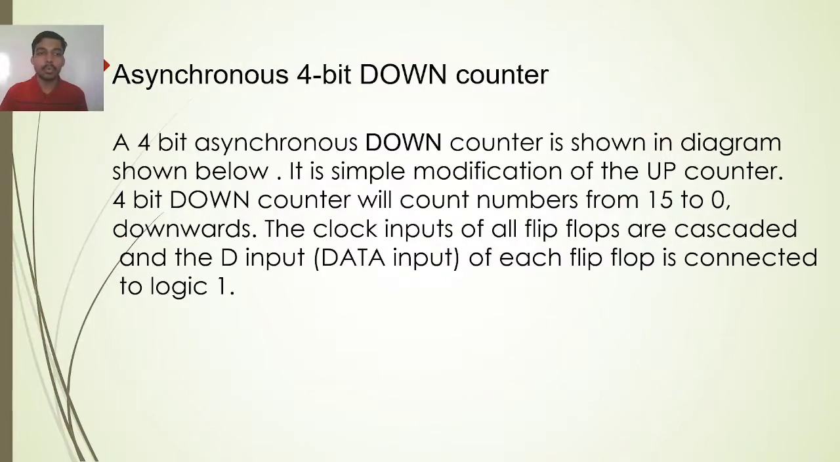Asynchronous 4-bit down counter. A 4-bit asynchronous down counter is a simple modification of the up counter. A 4-bit down counter will count numbers from 15 to 0 downwards. The clock inputs of all flip-flops are cascaded and the D input, the data input of each flip-flop, is connected to logic 1.